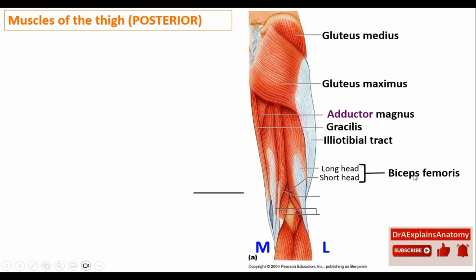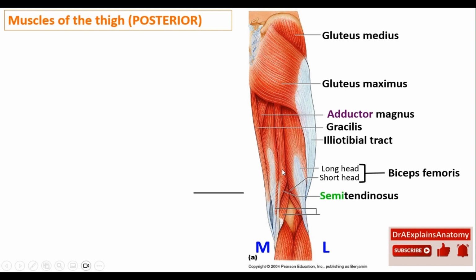Moving to the biceps femoris muscle. So in the upper extremity, we mentioned the biceps brachii muscle. In the lower extremity, we also have a biceps muscle, which is the biceps femoris muscle. It has two heads. This is the long head right here, and this is the short head. So we have the quadriceps femoris muscle and the biceps femoris muscle in the femoral region, in the lower extremity.